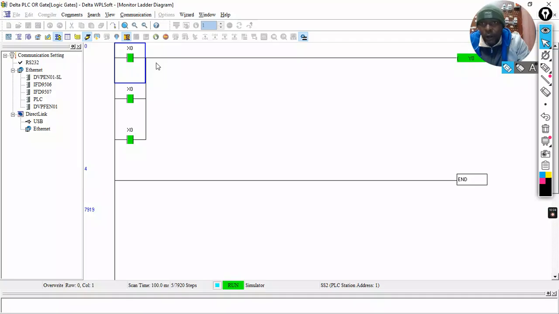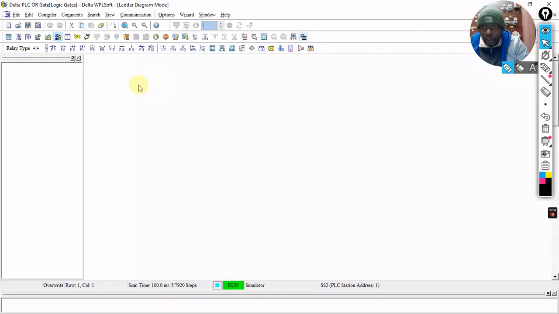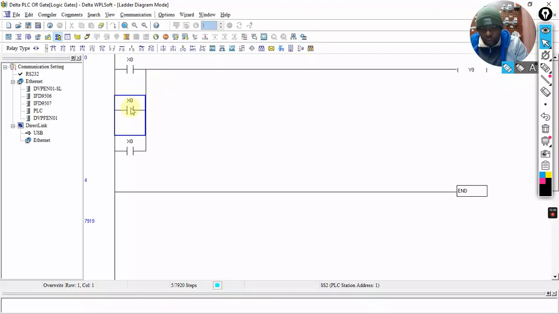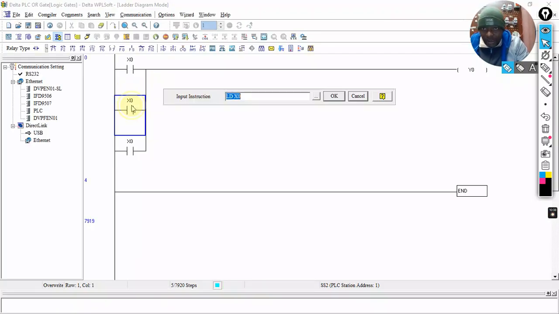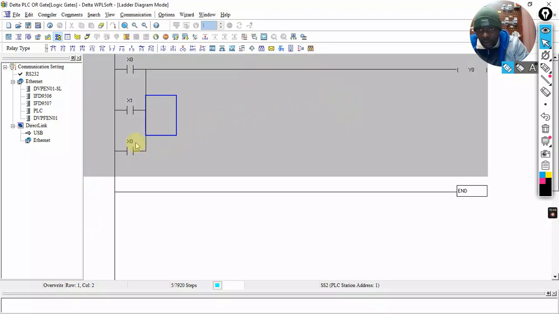So now, however, we had x1, x0, and x1. That was a 2 input gate. Now let's rename these inputs. We could have 3 inputs. This could be x1. Let me rather change that to x1, and the other one to x2.